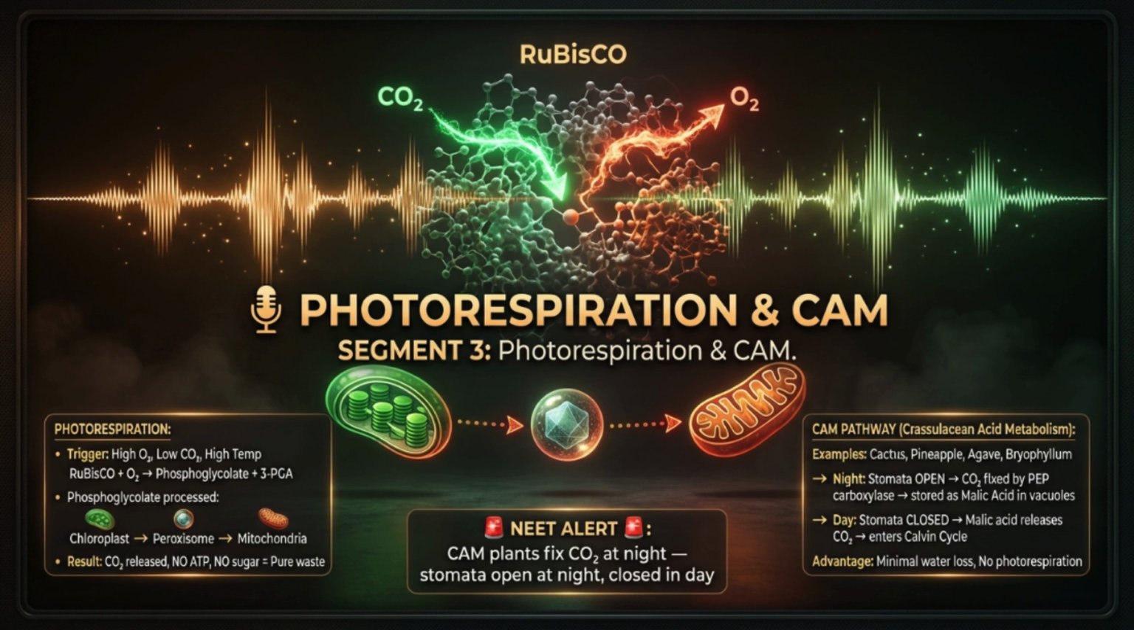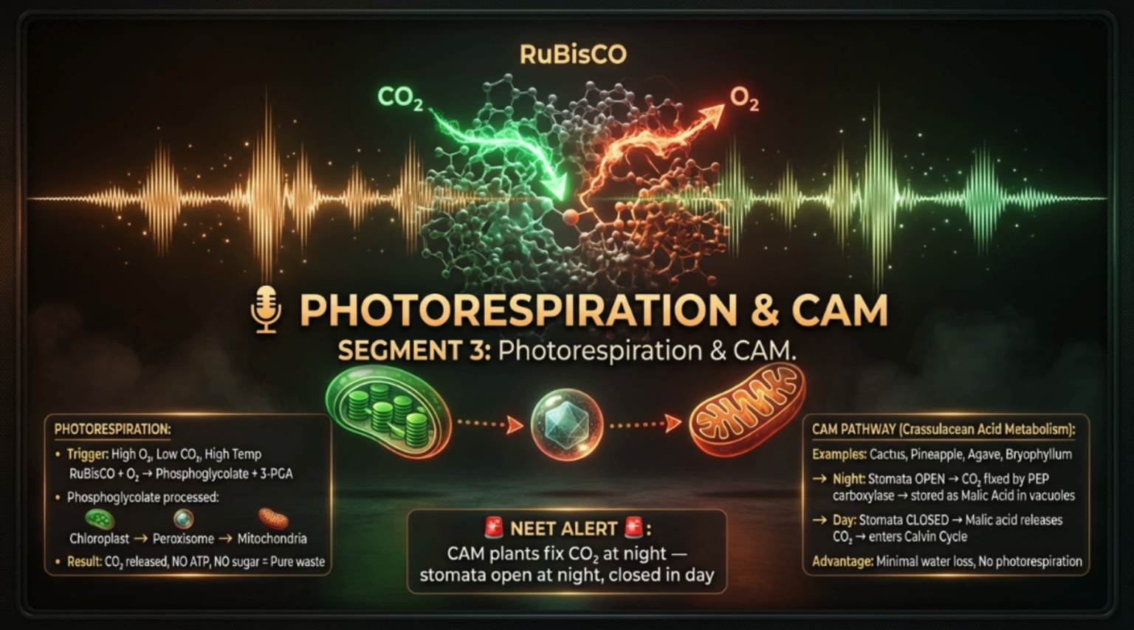At night, CO2 enters and is fixed by PEP carboxylase into OAA, which is then converted to malic acid and stored in the vacuoles. During the day, stomata are closed. No water loss, no photorespiration. The stored malic acid is decarboxylated, releasing CO2 directly into the Calvin cycle. Same biochemistry as C4, but separated by time instead of space.